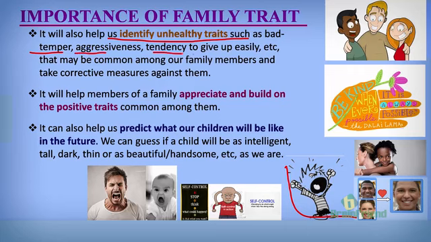Aggressiveness, tendency to give up easily, and so on. They are very common amongst some families. So people inherit this kind of trait from their families. If you have a good knowledge of these traits that are present in your family, it will help you take corrective measures against them. We can see a case where a baby inherited this bad or unhealthy trait from his father. You can see him screaming at the top of his voice just like his father. So it will be good for this child to find ways to manage this kind of situation.